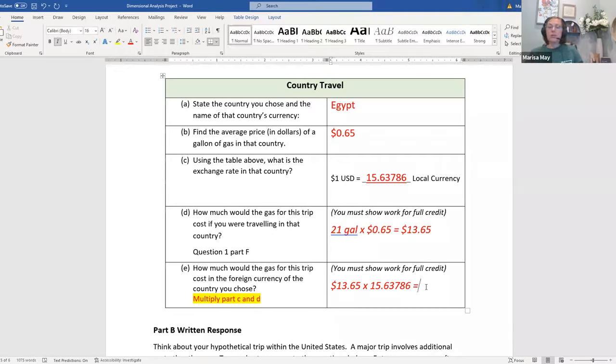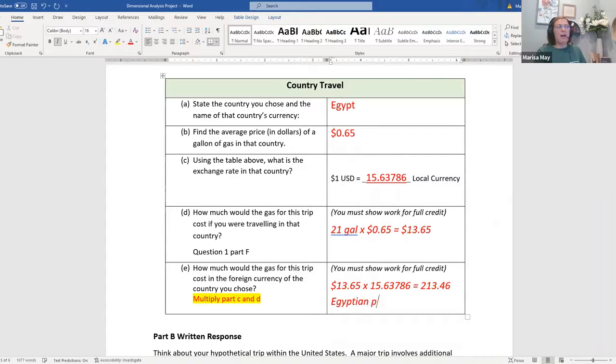Okay, and again, you're doing this on your calculator. 13.65 times 15.63786. I got 213.46. And this is, for me, Egyptian pounds because I chose to do it with Egypt. Now, if you're doing the German franc, then that would be in francs.